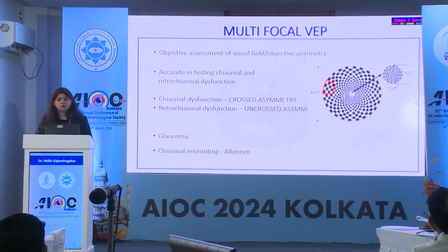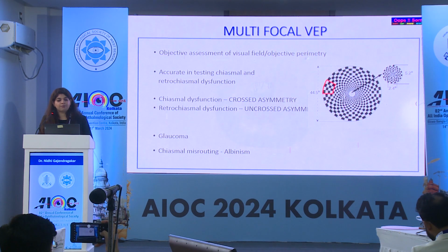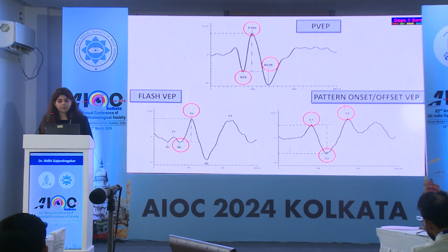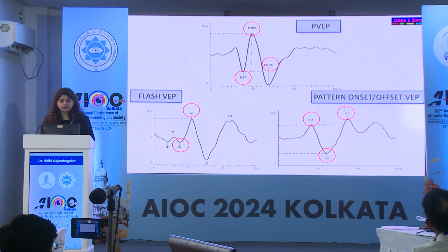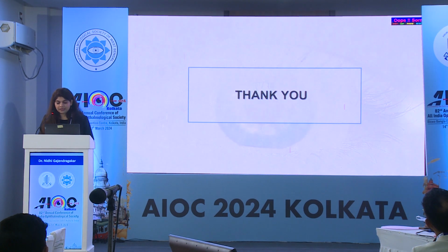Multifocal VEP is a little more advanced. It is an objective assessment of visual field, like perimetry, more commonly done for chiasmal and retrochiasmal dysfunction, glaucoma, and in chiasmal misrouting, especially in albinism. These are all the waves that need to be seen for all the three major types of VEP that are done. That is all for VEP.